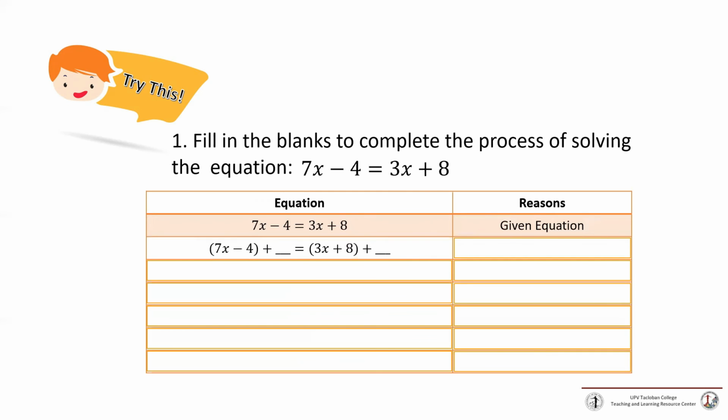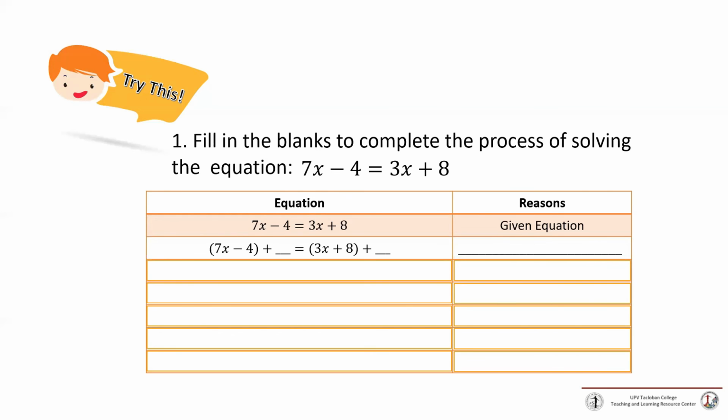How about on this next row? The quantity of 7x minus 4 plus blank is equal to 3 quantity of 3x plus 8 plus blank. Okay, so what should be in the blank? By just applying the algebraic methods or any algebraic properties, what should be the blank in order to solve the equation?